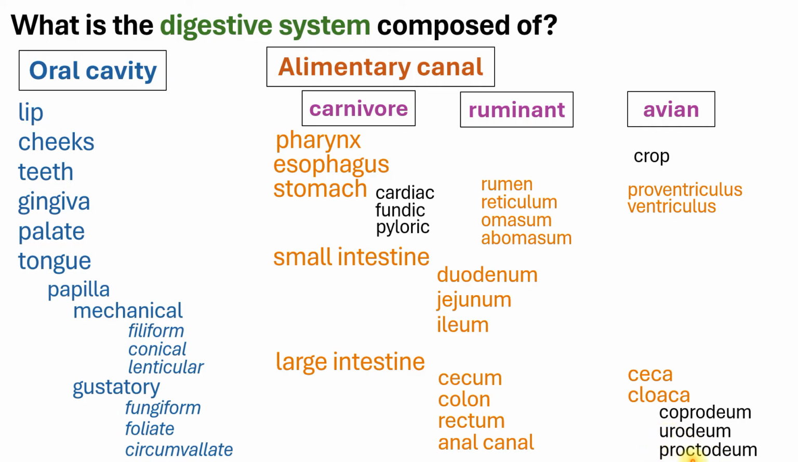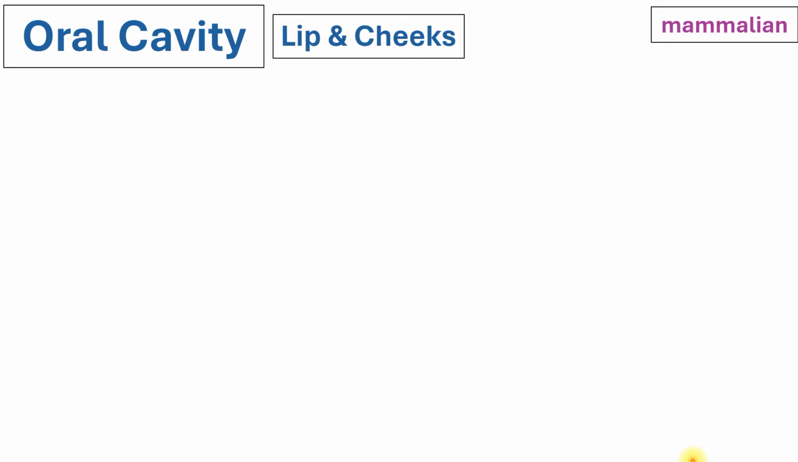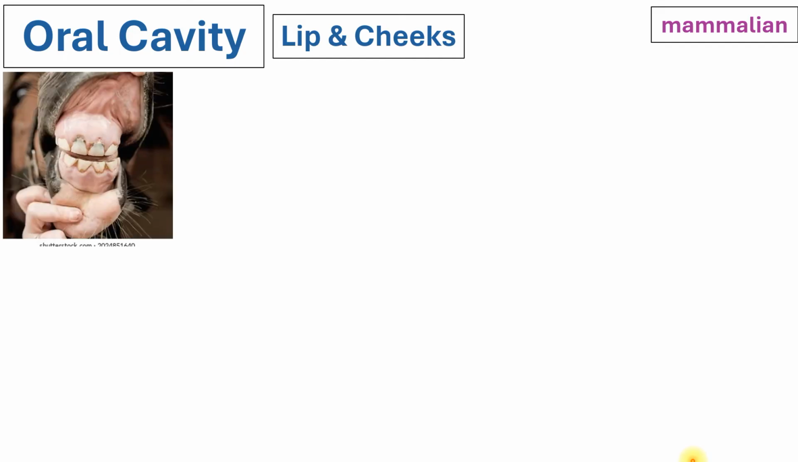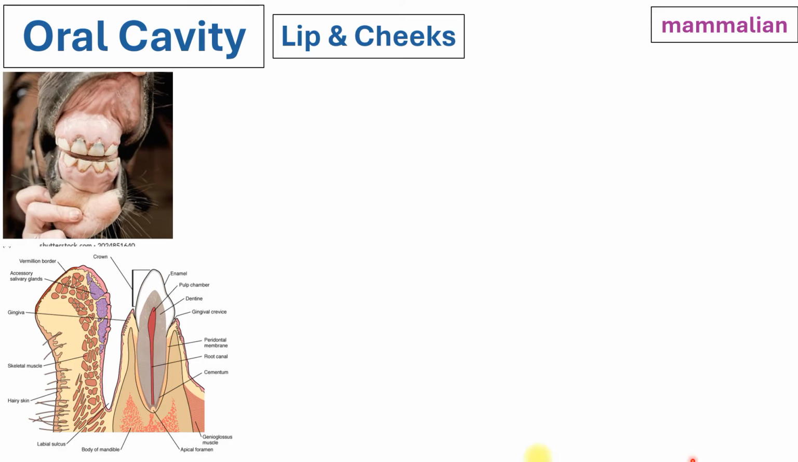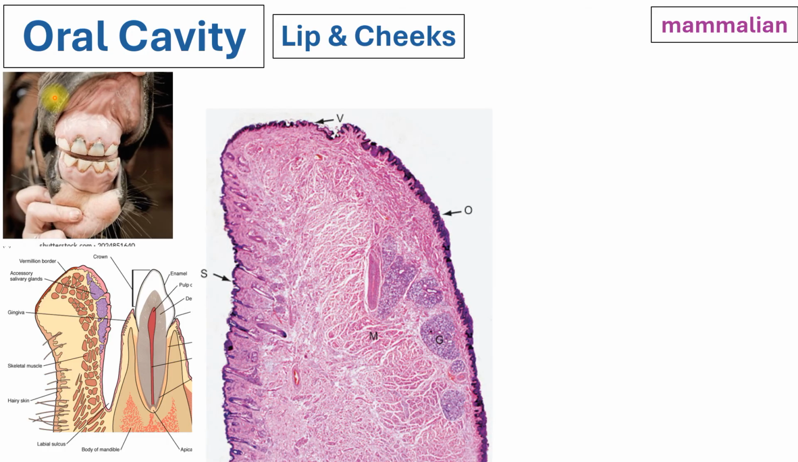nearest the outside environment. Okay, so let's talk about the lip and cheeks in the oral cavity. For the lips and cheeks, we have already encountered all of these parts when we were talking about the integumentary system. It has an outer part here and an inner part here. The outer part is this one. It is keratinized. It is lined by stratified squamous epithelium, actually both of them.